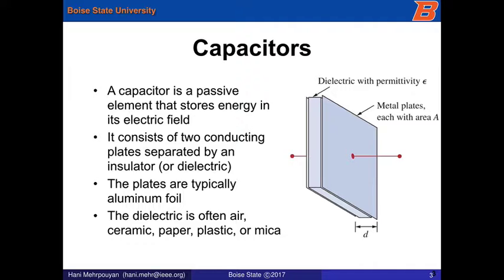It usually consists of two conducting plates of metal. They could be aluminum, they could be gold, they could be anything. But the bottom line is that there are two plates of metal that are conductors, and they basically are used to make the capacitor. Then there is a dielectric element between the two plates that forms the capacitor. The dielectric element can be air, it could be plastic, it could be paper, it could be mica, or anything else for that matter. And this whole combination forms the capacitor.